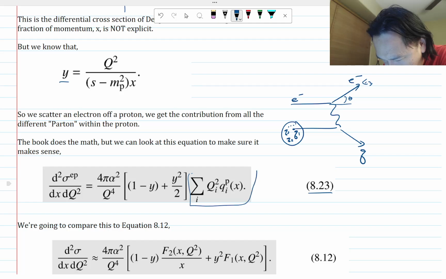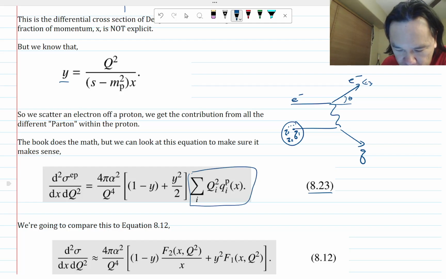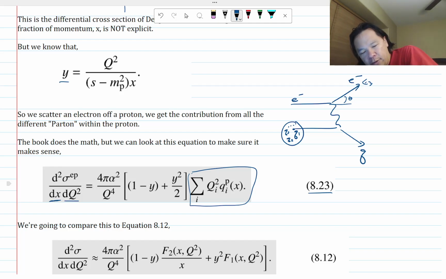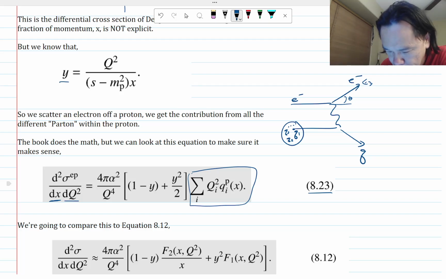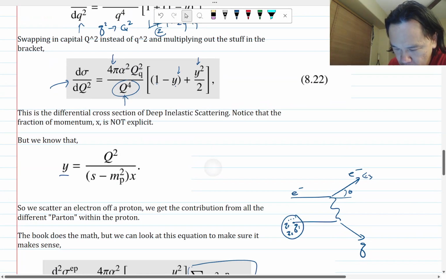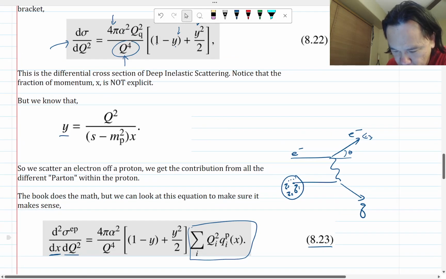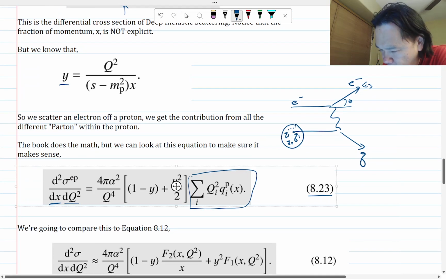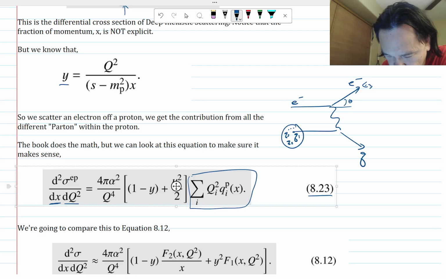That's what this piece here is trying to show you. What we're going to do is compute a double differential cross section instead of just the differential cross section in terms of Q squared. We're going to have a second derivative added to it, which is the derivative with respect to x instead.